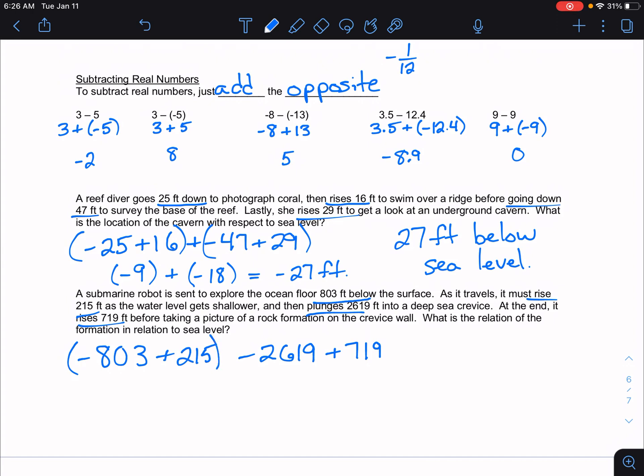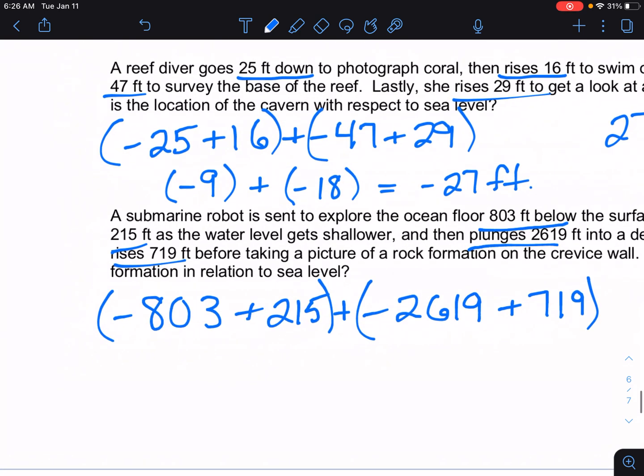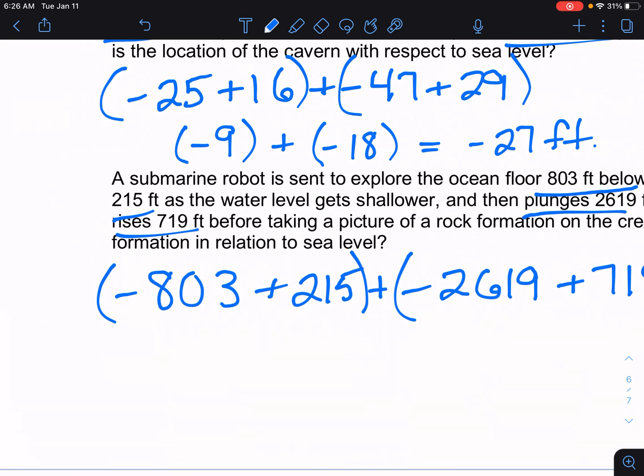So very similar problem. Again, going to group these up using some parentheses, leave it as addition in between, and let's see if we can figure out where this submarine robot should be. So the first one, negative 803 plus 215, we're going to once again subtract our two numbers there. It looks like that's going to be 588. And again, since it was negative 803, we'll make it negative 588.